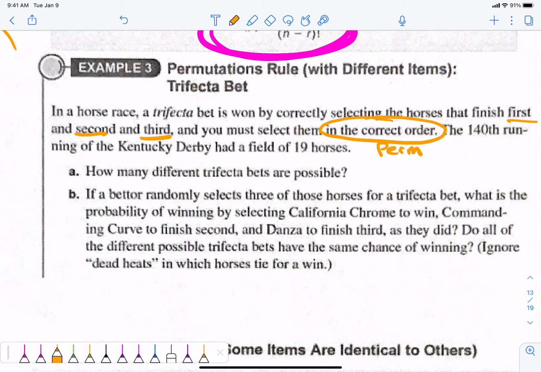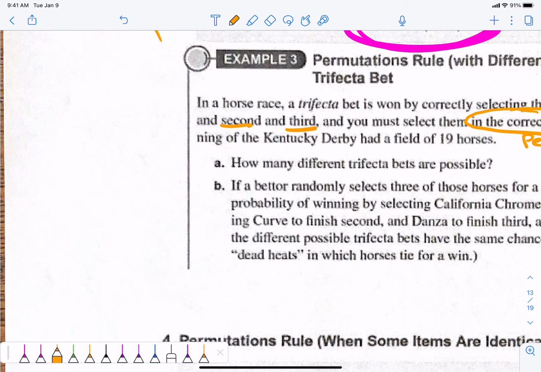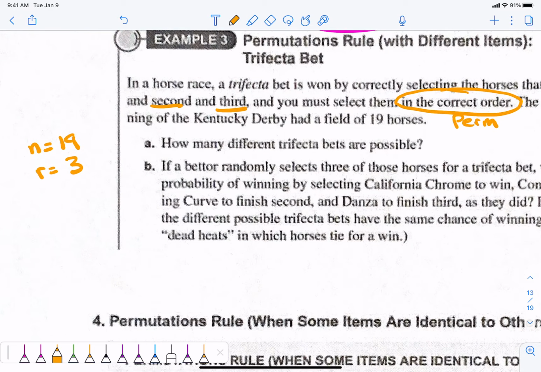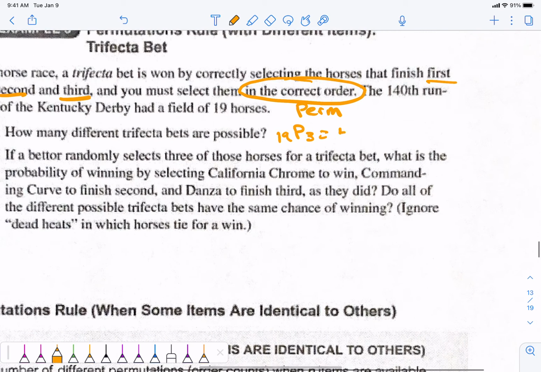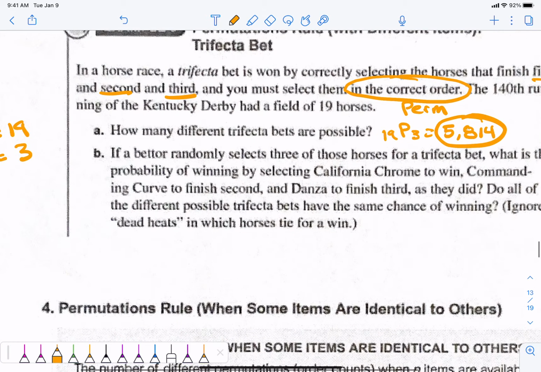The 140th running of the Kentucky Derby had a field of 19 horses. So 19 is our total, which I'm going to label as n. What is r? r is 3, because we're choosing 3 of them for first, second, third place. How many different trifecta bets are possible? You did 19P3, and it was 5,814. That is a lot of combinations. People don't realize that out of 19, you have almost 6,000 different ways. But they bet anyway.